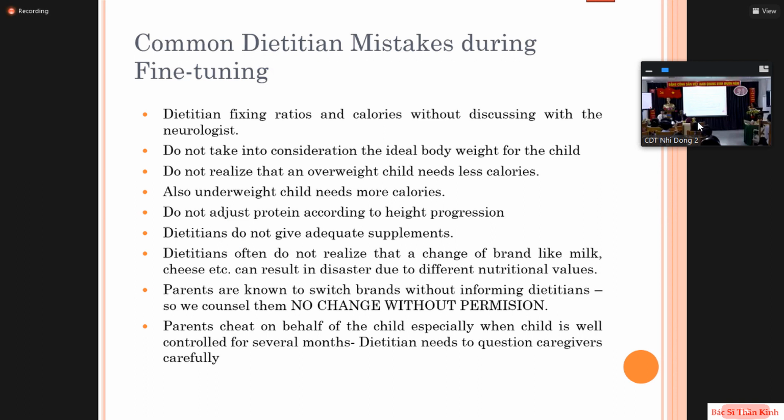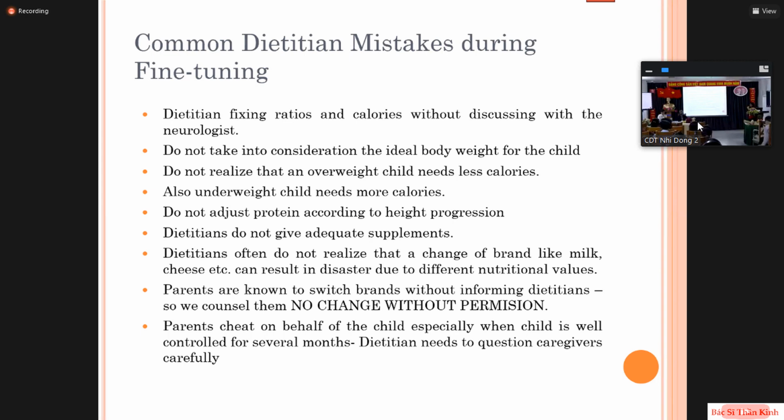What are the common dietitian mistakes during the fine-tuning period? So, the dietitian fixing ratios and calories without discussing with the neurologist. So, a good rapport between the doctor and the dietitian team is required. Both have their own roles to play in the KD efficacy and maintaining the compliance. They do not take into consideration the ideal body weight of the child. They do not realize that an overweight child needs fewer calories and an underweight child needs more calories.